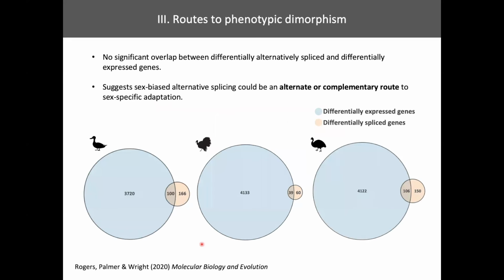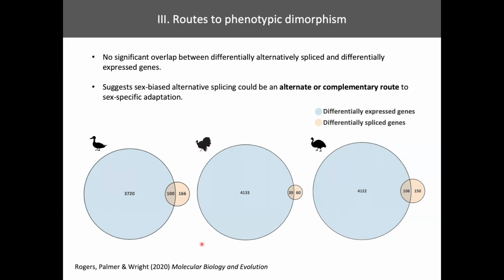Firstly, if splicing is a distinct route to the evolution of sex differences, we expect sex-biased alternative splicing to be more common in genes with similar expression patterns between males and females. And we looked at the overlap between sex-biased gene expression and sex-biased alternative splicing to test this. So genes which are sex biased in expression level are in blue, and genes that are sex biased in alternative splicing are in orange.